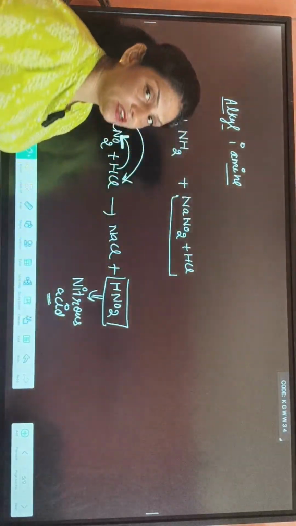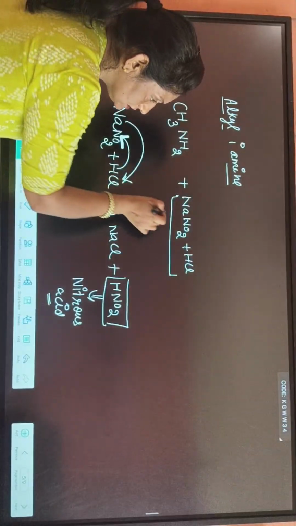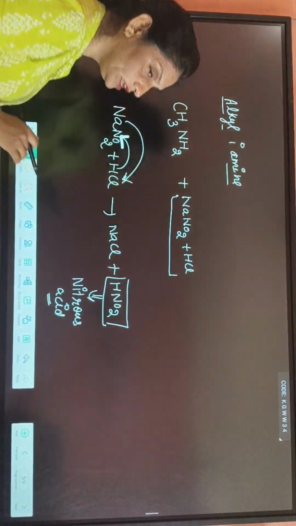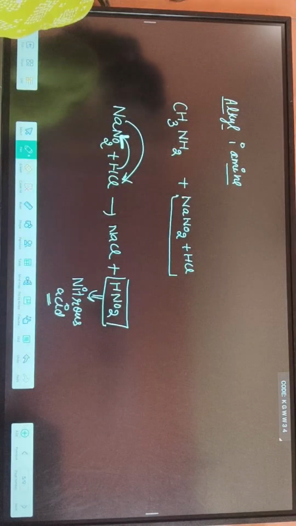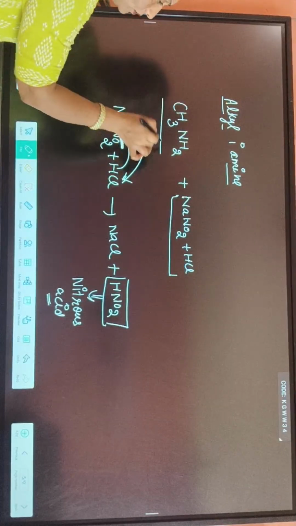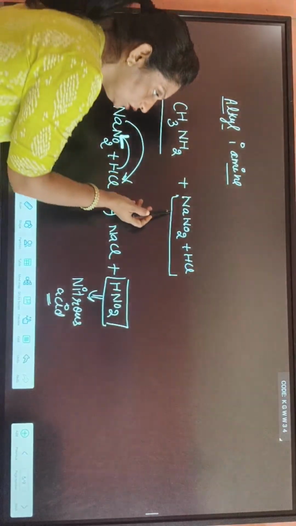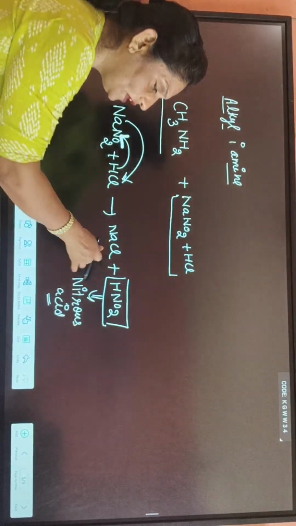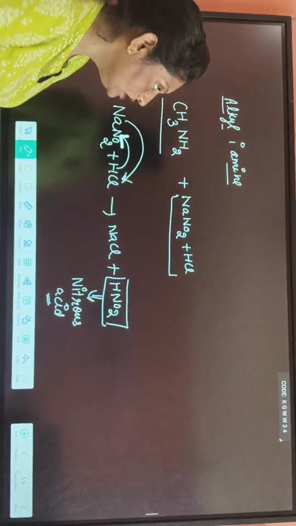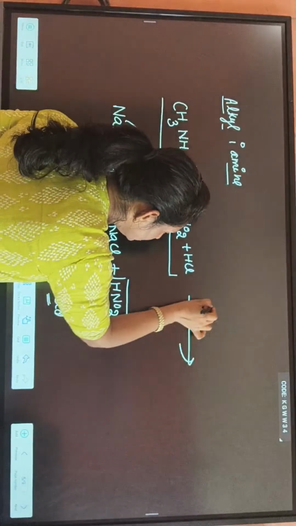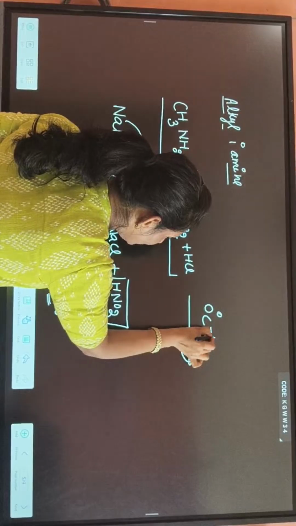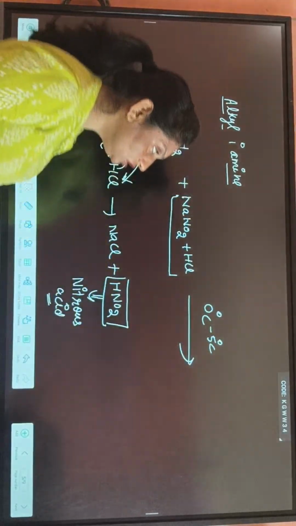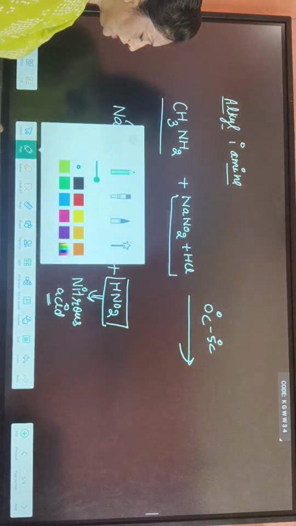This one is the nitrous acid. This nitrous acid, students, you will make in situ. During the reaction only you will make it. So you will take a primary amine and add some NaNO2 and HCl. During the reaction, formation of HNO2 will take place. Students, you will keep the temperature around 0 degrees Celsius to 5 degrees Celsius.